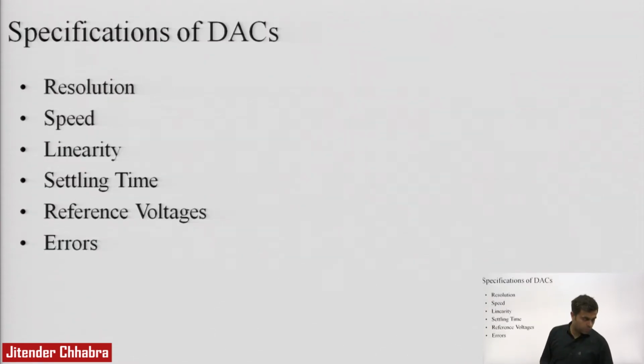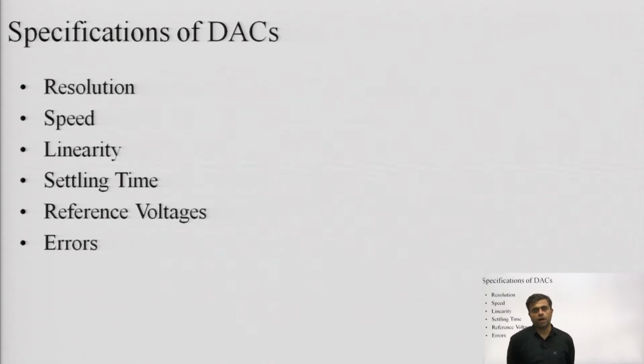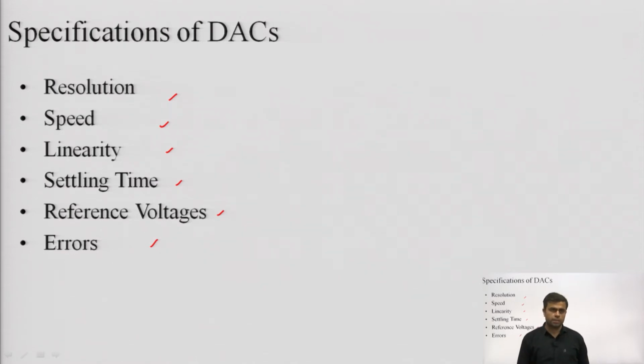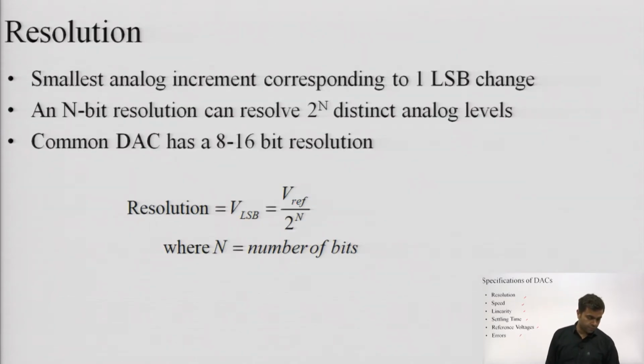So now coming to the specification of DACs. DACs we have already covered in our previous lecture, in which we had seen two types of DACs: weighted resistor and R2R type digital to analog converter. So what are the different specifications of these DACs? These are resolution, speed, linearity, settling time, reference voltage, and errors. So let's start with the first one, resolution.